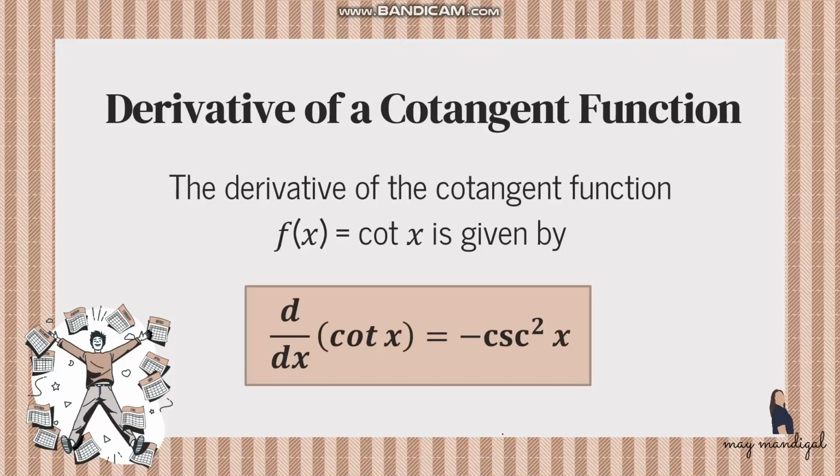And then for the cotangent function, the derivative of the cotangent function f of x equals cotangent of x is given by negative cosecant squared of x. As you notice, a while ago for cosine, its derivative is negative. Now for cotangent, its derivative is also negative. So you just have to remember that one. And then we have cosecant squared of x. So it's negative cosecant squared of x.